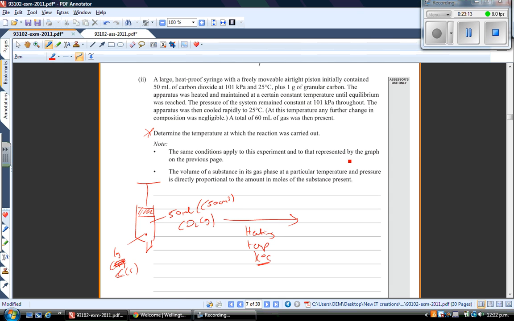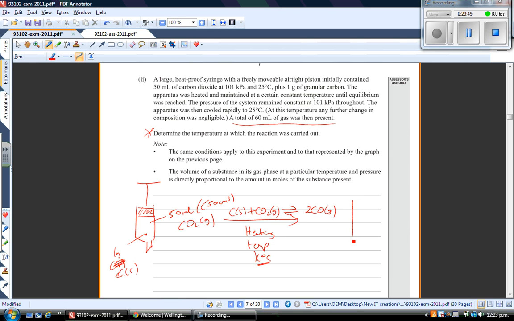The apparatus was heated and maintained at a certain constant temperature until equilibrium was reached. And the equilibrium we're looking for is carbon solid plus carbon dioxide gas going to 2 moles of carbon monoxide gas. The apparatus was then cooled rapidly to 25 degrees Celsius. At this temperature, any further change in composition was negligible. So we're assuming that whatever amounts of carbon dioxide and carbon monoxide we formed are still there. And at the end, a total volume of 60 mLs of gas was present.